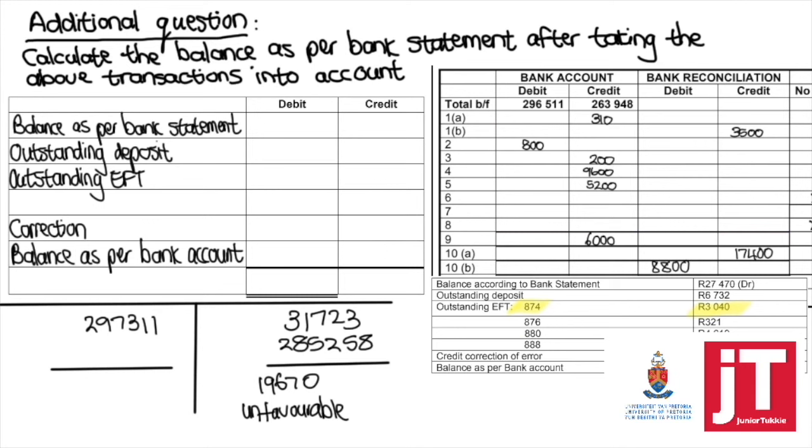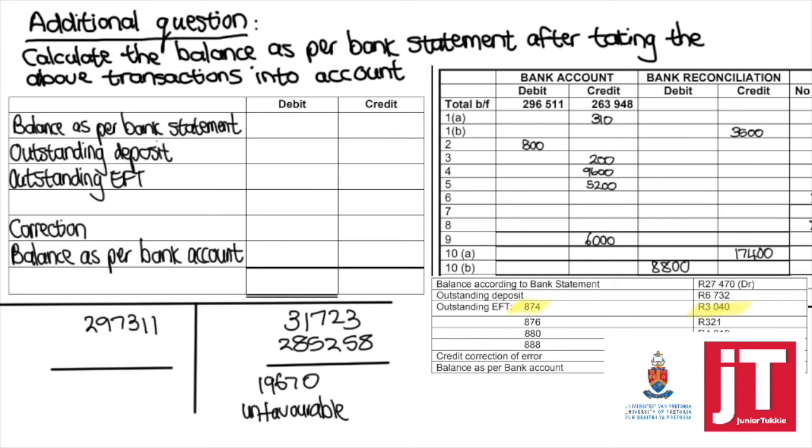Now this question isn't part of the activity. I'm going to add it as an additional question. If I were to ask you to calculate the balance as per bank statement after taking the above transactions into account, we need to look at everything that we've done. So if I've got the bank reconciliation and the bank account, the table format that we've already completed, I've got the previous month bank reconciliation, and I've got the balance as per bank account, what we've calculated in the previous question.